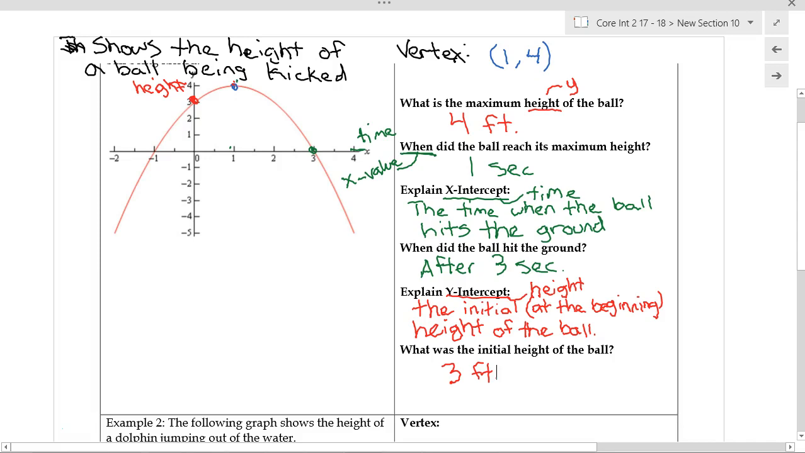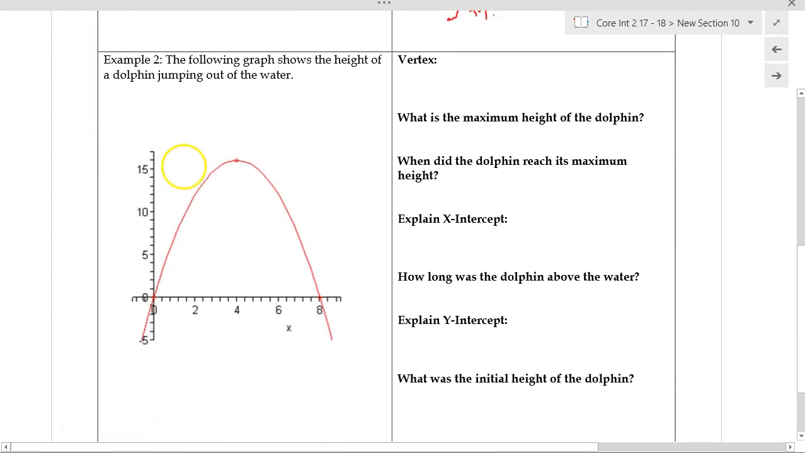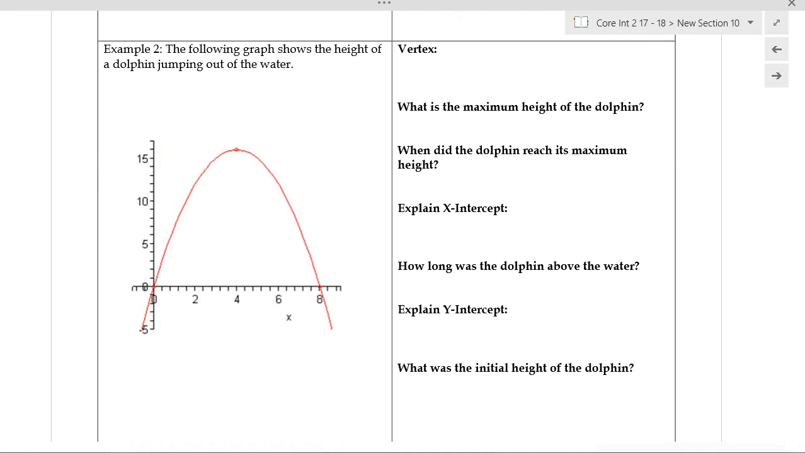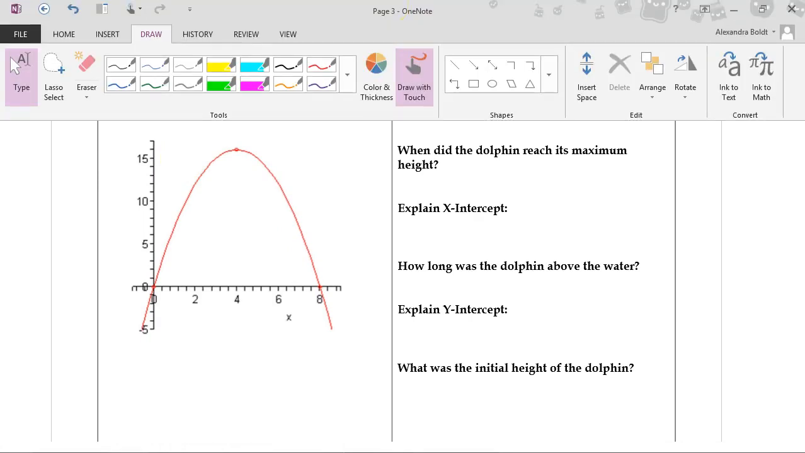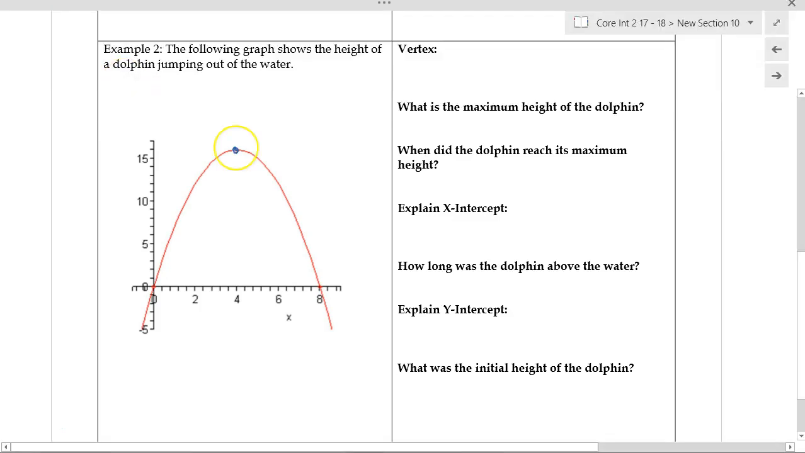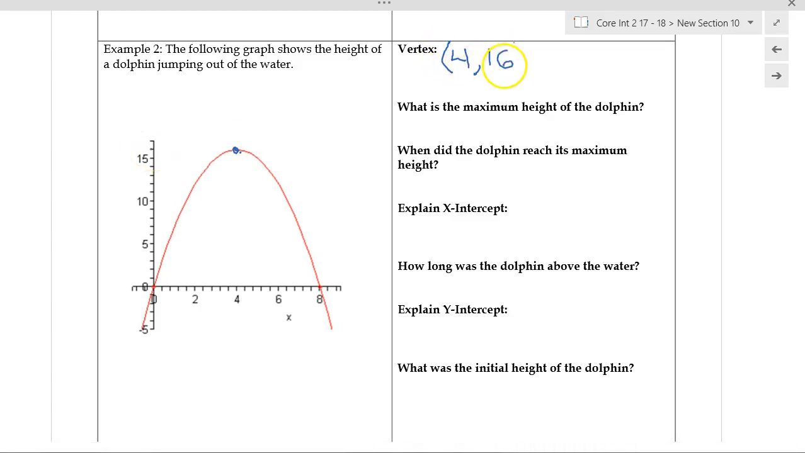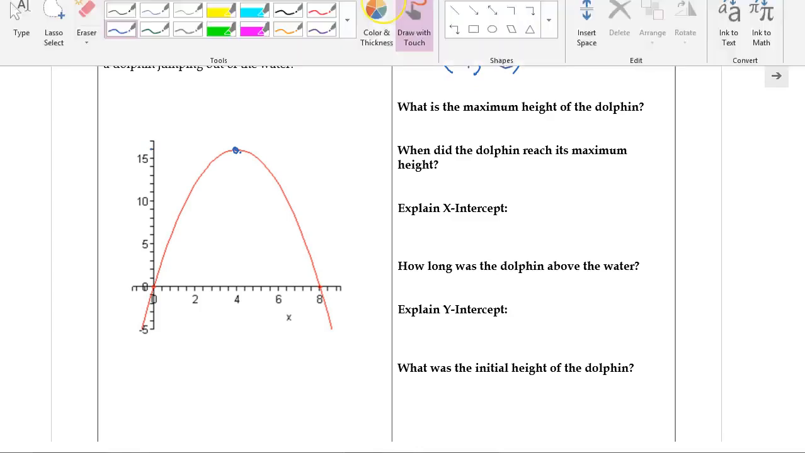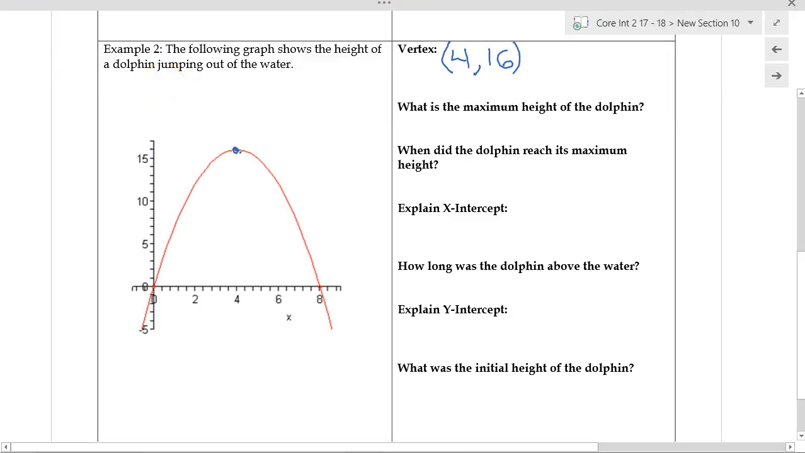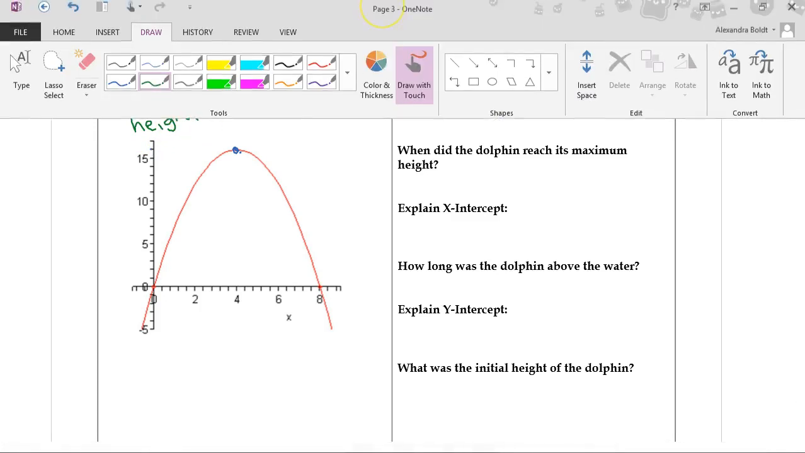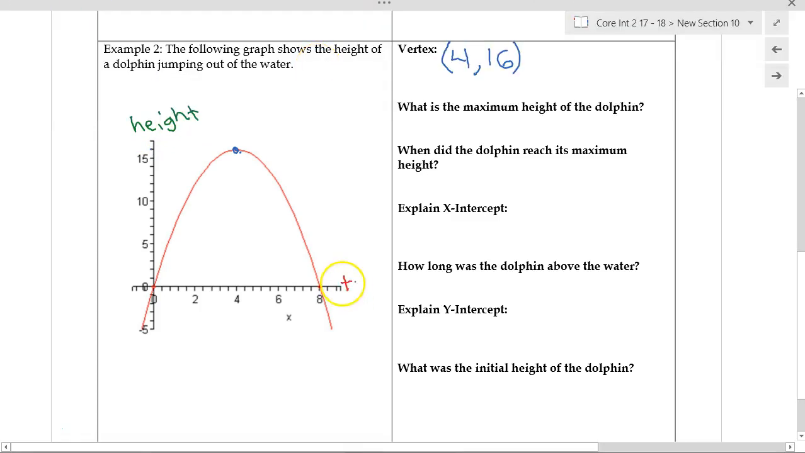All right, let's look at another example. The following graph shows the height of a dolphin jumping out of the water. So again, let's start with what is my vertex. Well, my highest point looks to be about 4. It's a little above 15. It's 16, I think. So 4, 16. Again, this axis is height. This axis is representing time.